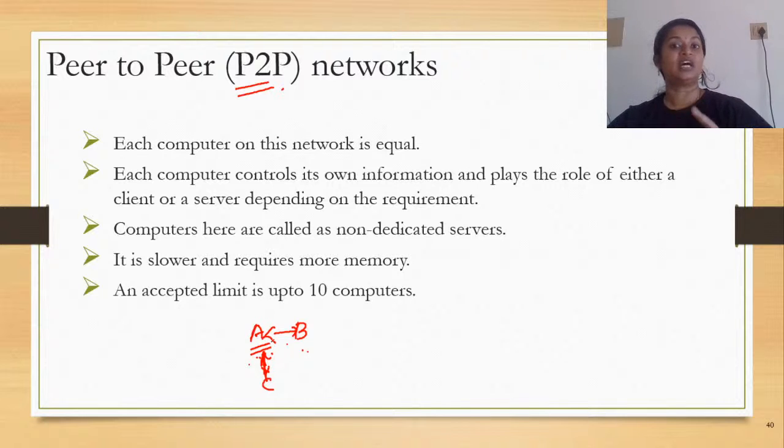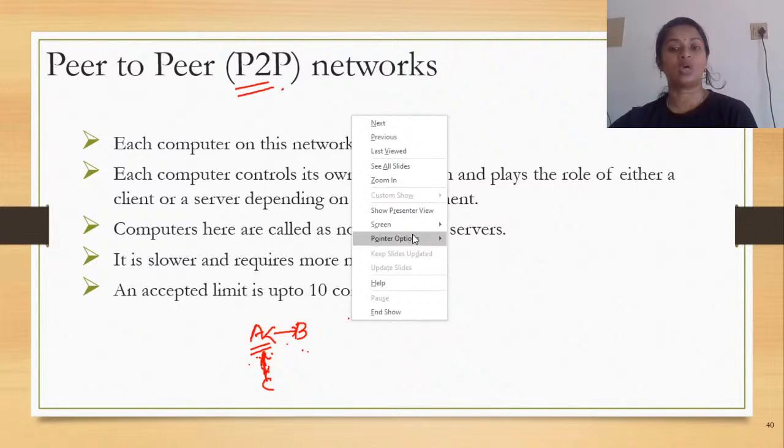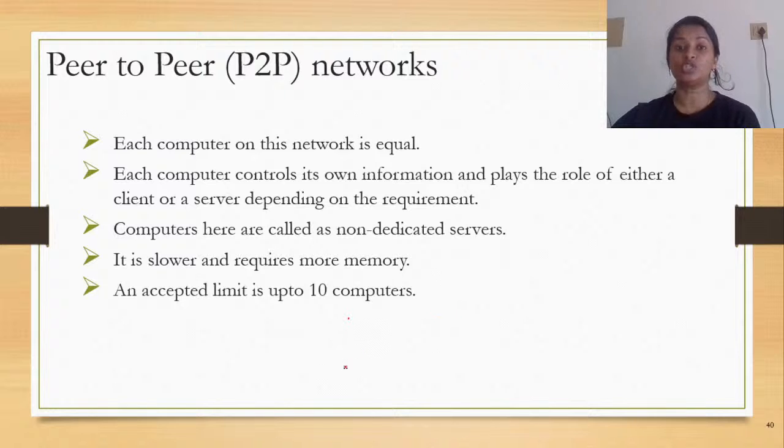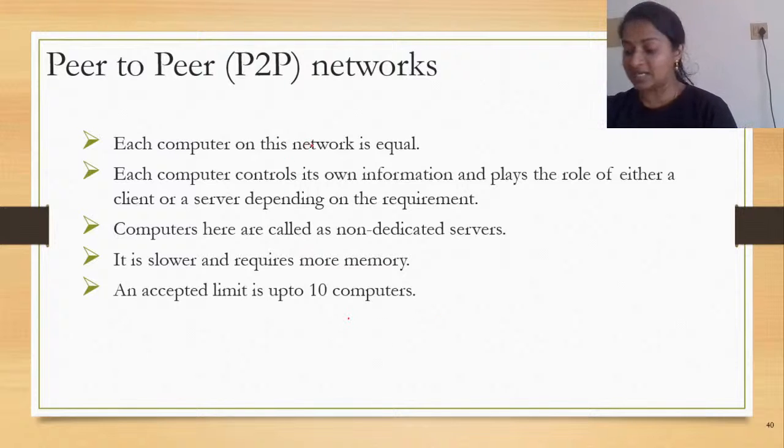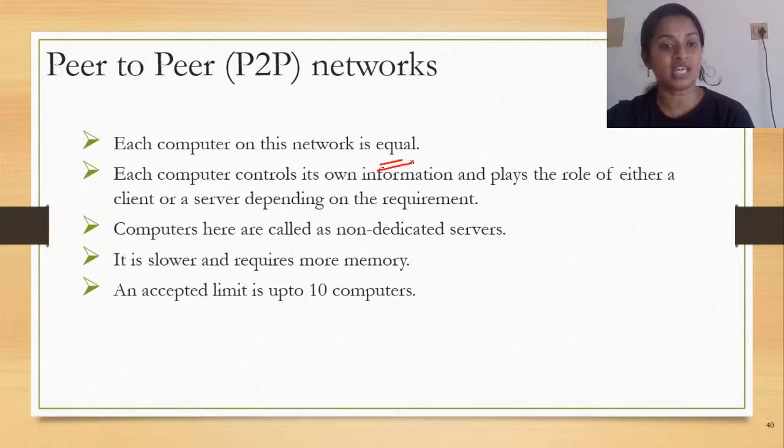So in this case, now the role changes, right? C becomes the client and A becomes the server. Now, every device can be either server or client here, and none of the devices here are designated as, yes, this particular device is going to store voluminous data and act as a server. No, it is not going to be that way. Every participating entity is going to be treated equally, and each computer would control its own information and play a role of either the client or the server depending on the requirement. Is the idea clear?